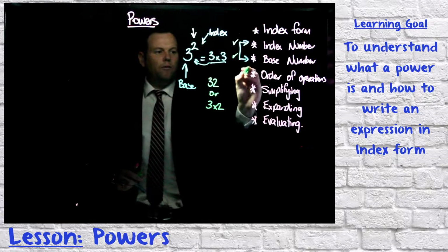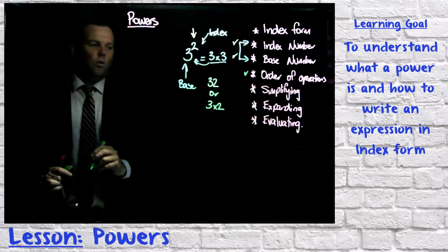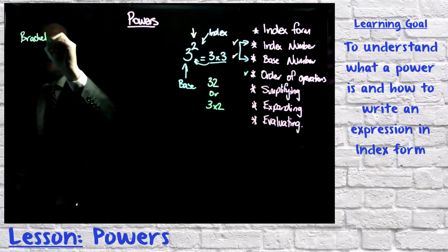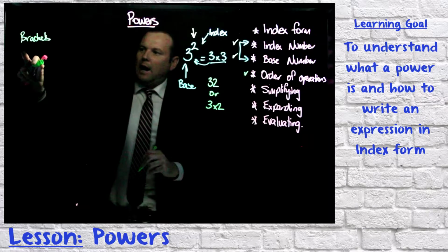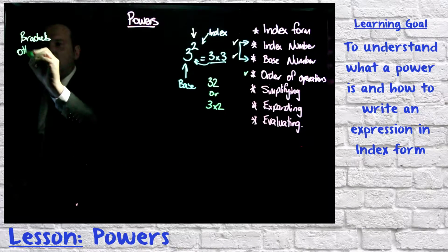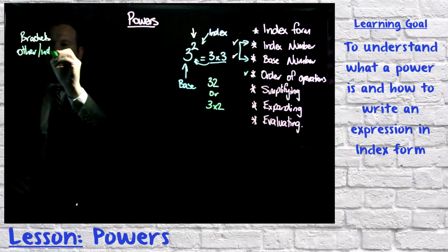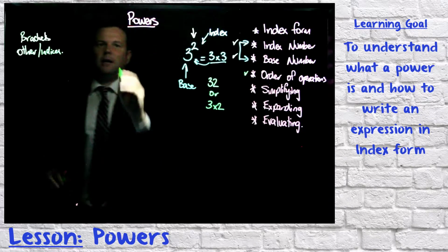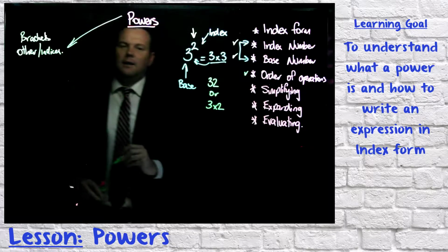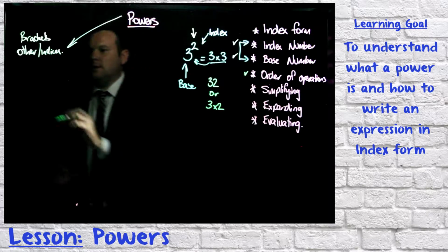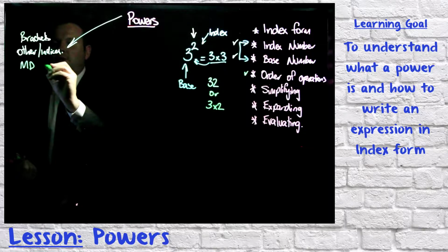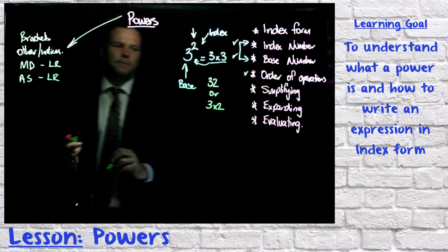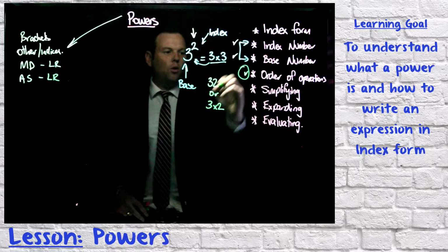Let's talk about order of operations. Now, when we have our order of operations, we do brackets first. Okay, so we always do brackets first. And then we have other or indices. Okay, this is where powers sit. So powers sit in that second line of order of operations. Then obviously we've got multiplication and division working left to right, and addition and subtraction working left to right. Okay, so that's where it sits for order of operations.